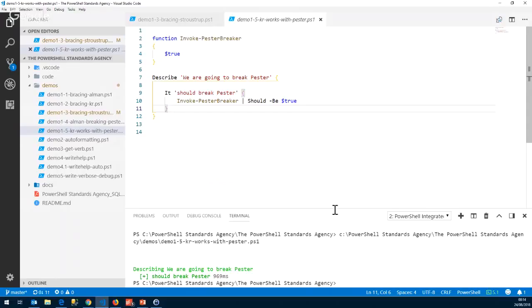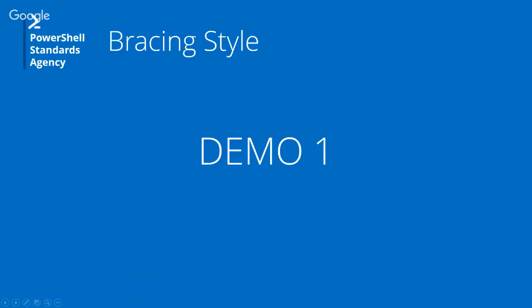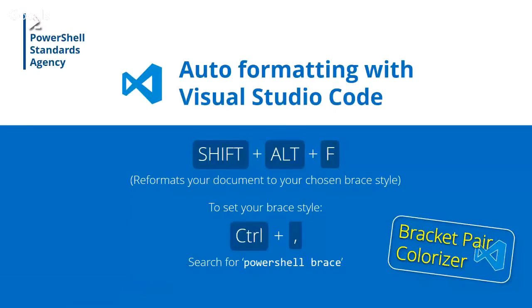One thing where Visual Studio Code really helps you out with your bracing style is the ability to auto format it. So if I just jump back into the slides, you've got this quick shortcut. If you press Shift, Alt, and F, Visual Studio Code will actually reformat your document to your chosen bracing style. And you can actually set that bracing style in the settings by pressing Control and comma and then just searching for PowerShell brace. Doing that will allow you to set an overall bracing style, like the ones we mentioned.